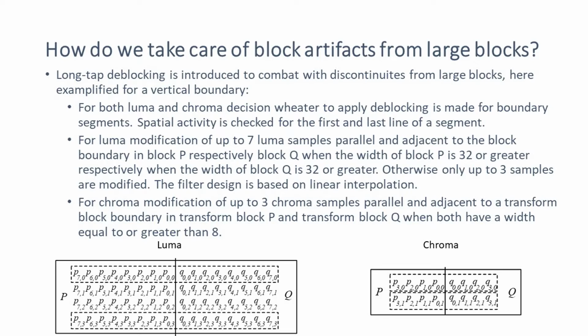For Luma, modification of up to 7 Luma samples parallel and adjacent to the block boundary in block P, respectively block Q, when the width of block P is 32 or greater, respectively when the width of block Q is 32 or greater. Otherwise, only up to 3 samples are modified. The filter design is based on linear interpolation to be simple but very efficient. For Chroma modification, up to 3 Chroma samples parallel and adjacent to a transform block boundary in transform block P and transform block Q, when both have a width equal to or greater than 8.